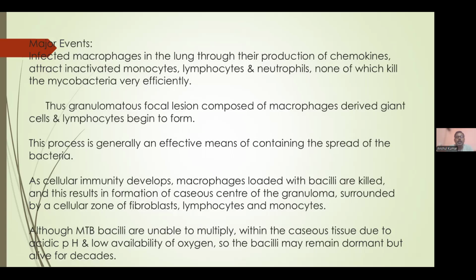As cellular immunity develops, macrophages laden with bacilli are killed, and this results in formation of the caseous center of the granuloma, surrounded by a cellular zone of fibroblasts, lymphocytes, and monocytes. Although MTB bacilli are unable to multiply within the caseous tissues due to acidic pH and low availability of oxygen, the bacilli may remain dormant but alive for decades.